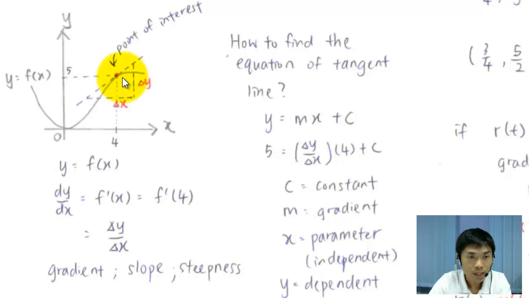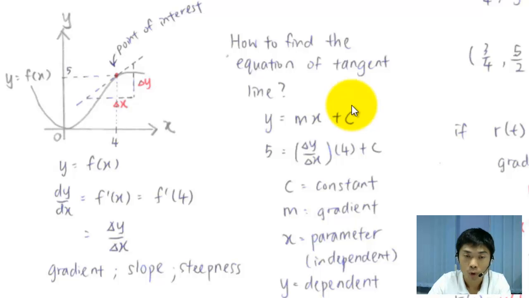And if you look at the gradient here, the gradient of this point is actually a straight line with a certain slope, and the gradient is delta y divided by delta x, which means the change in y divided by the change of x. Now you get the gradient, and how to find the equation of the tangent line?